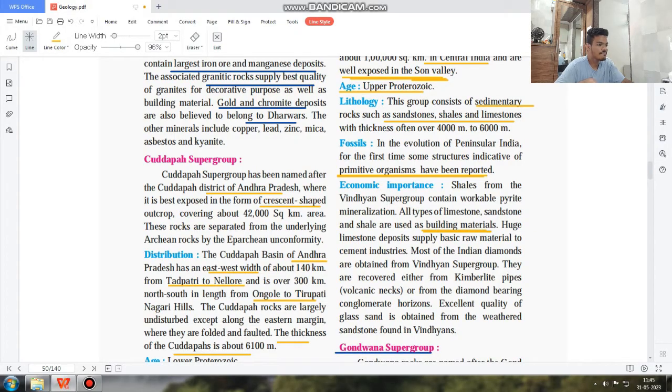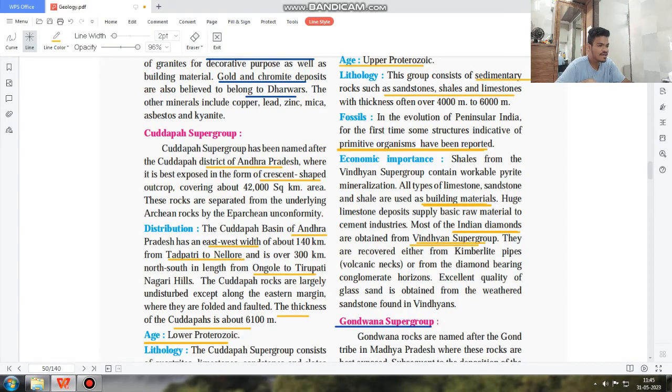Most of the Indian diamonds, where are the Indian diamonds found? In this group. Okay, you have to remember these small points. This can be asked in 'name the following' also, or answer in one word. Okay, excellent quality glass sand is obtained. Glass sand. Okay, so what I marked, just mark it. 3 points are more than enough, but write in full sentences. Okay, go on to another.